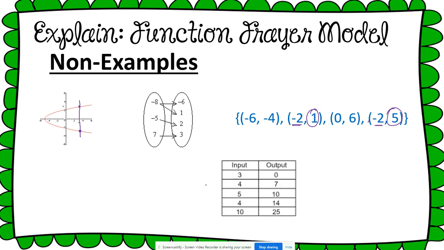In this table, you can see that you have an input of 4, which gives you an output of 7, and you have an input of 4 that also gives you an output of 14. So because that input of 4 gives you more than one different output, this is also not a function.